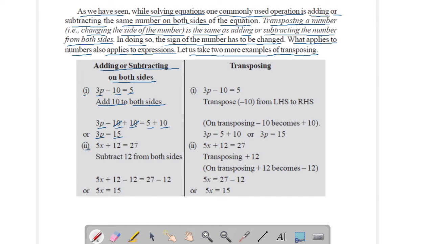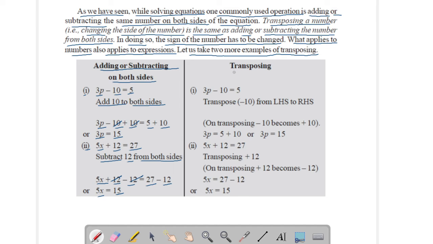Say second example, 5x plus 12 equal to 27. Here subtract 12 from both sides. See what will happen? 5x plus 12 minus 12 equal to 27 minus 12. And if you solve this, plus 12 and minus 12 will be cancelled. What is left? 5x equal to 27 minus 12. You will get 15. So 5x equal to 15.